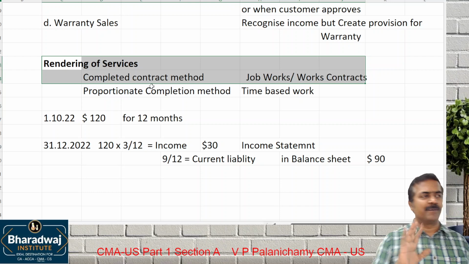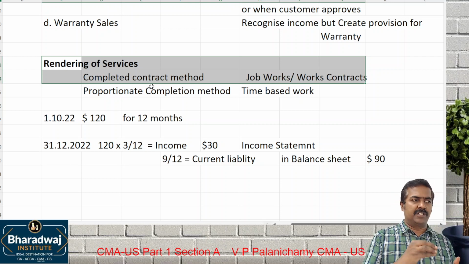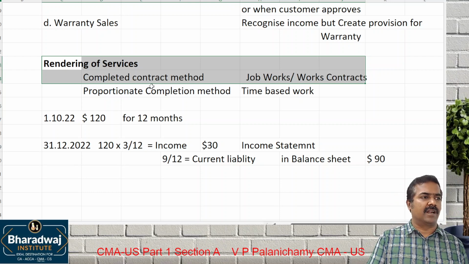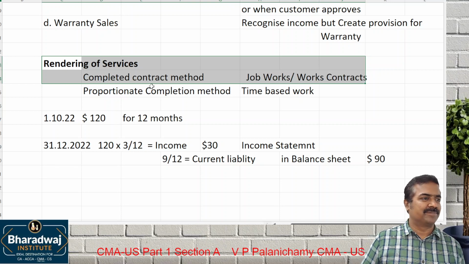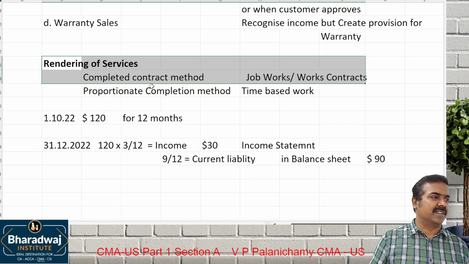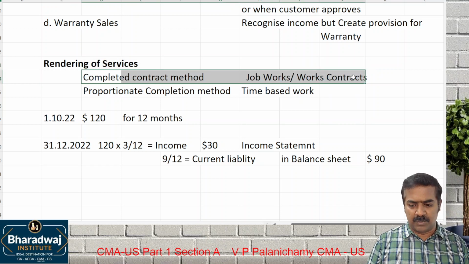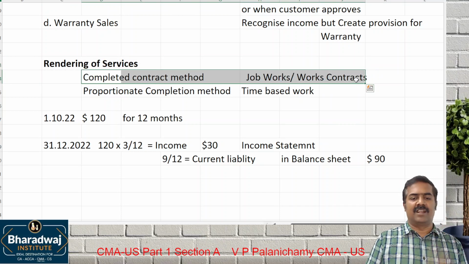You paid advance money for operation, for operation, pre and post treatment, stay, etc. You paid about $5,000. Okay. When will the hospital record the income? Before the surgery or after the surgery? After the surgery. Because only when the work is over, then they can record the income.